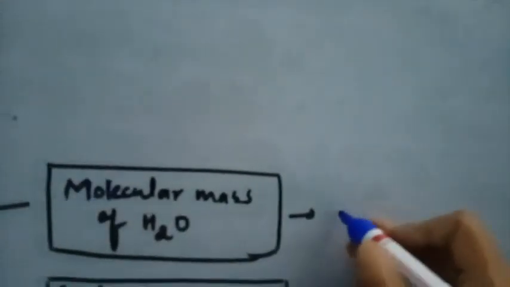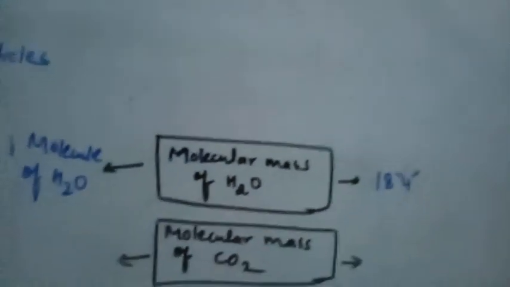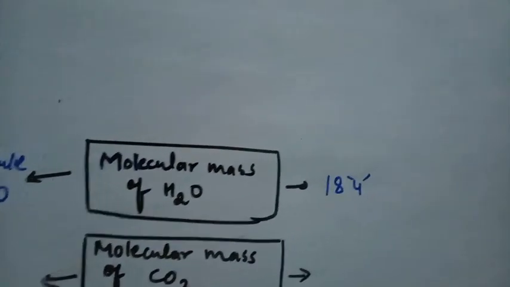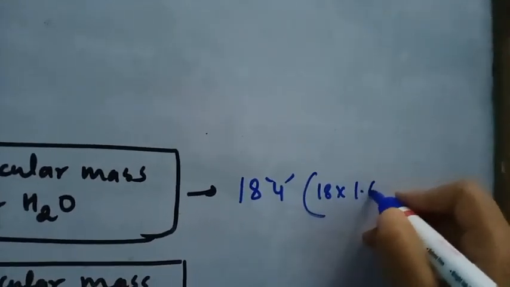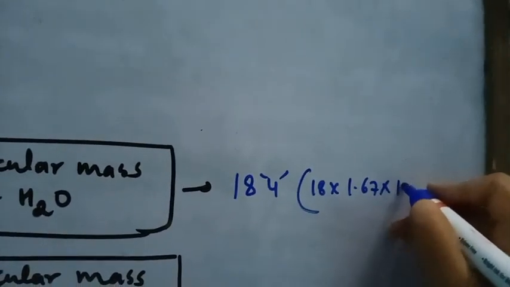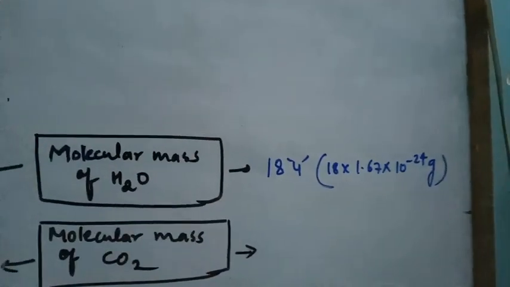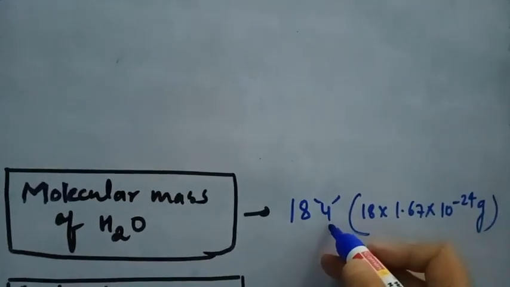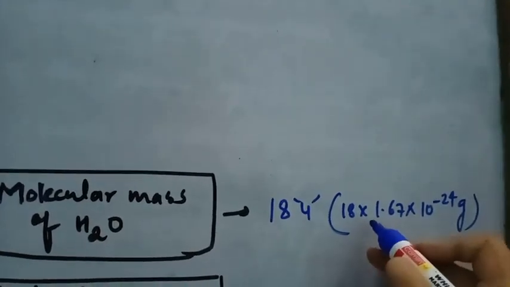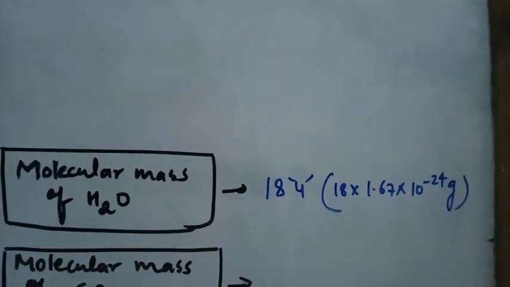And what is the molecular mass of water? It is 18 U. You know how to calculate molecular mass of water. So in gram we can show it as 18 into 1.67 into 10 to the power minus 24 grams. That also you know that we change the unit u to gram when we multiply it with this value, that is 1.67 into 10 to the power minus 24.